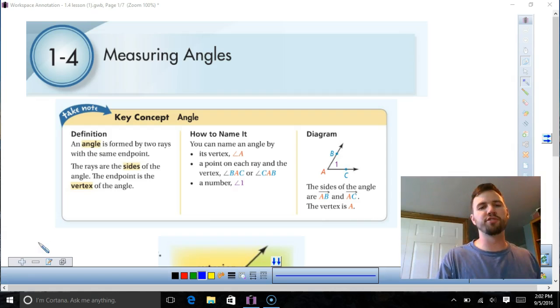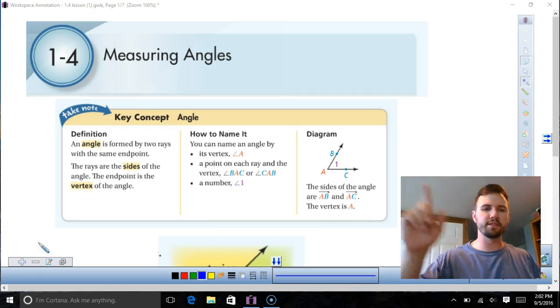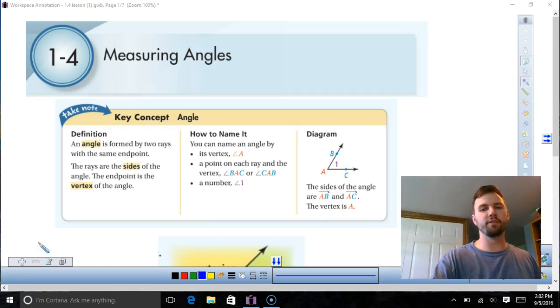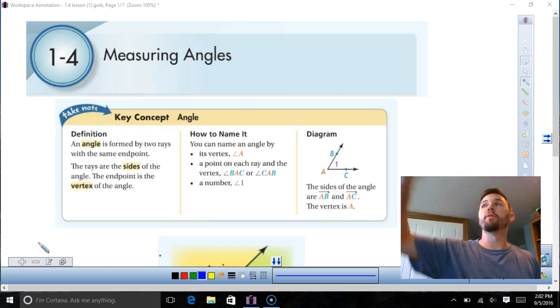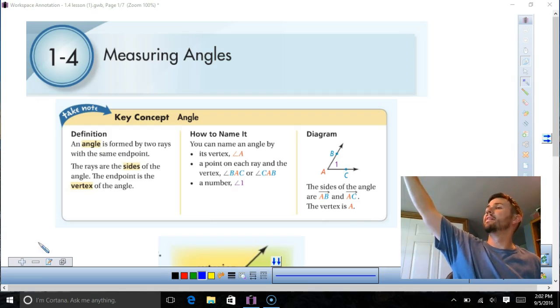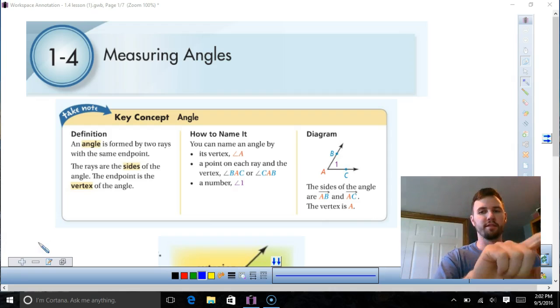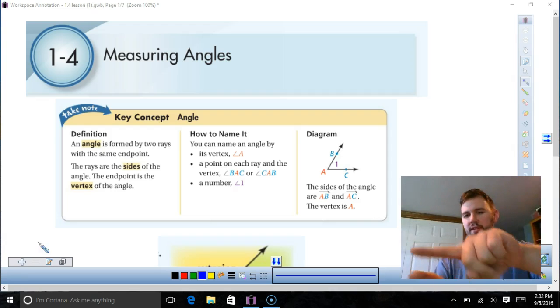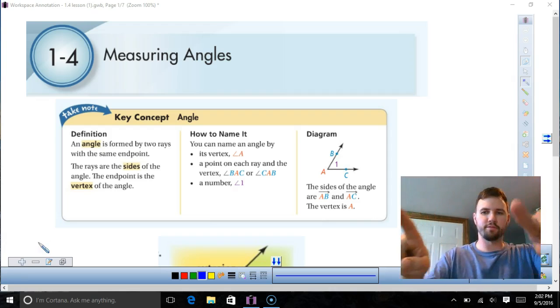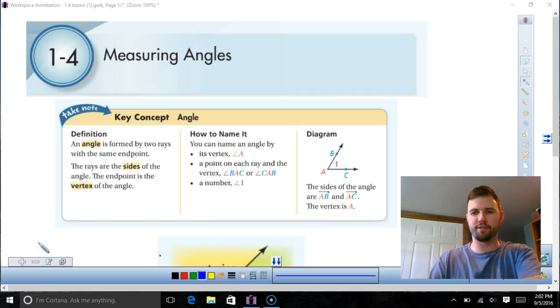We're going to talk about measuring angles today. So first we got to know, what is an angle? An angle is two rays with the same endpoint. And you can see on the picture, you have a ray that goes off to infinity and beyond. Then you have another one, and they connect at one point. There you go, that's an angle.